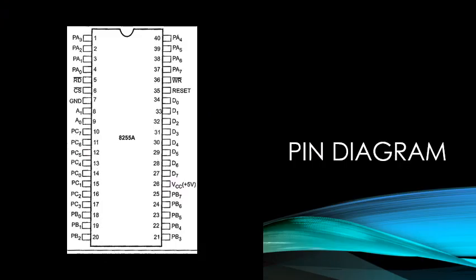Pin diagram of 8255. 8255 has 40 pins. Port A, port B, port C, address lines, data lines, and power supply lines are there. There are 40 pins, similar to 8085 and 8086, which also have 40 pins.